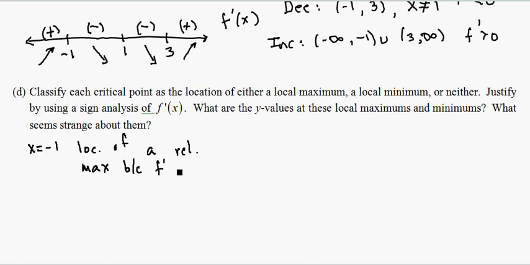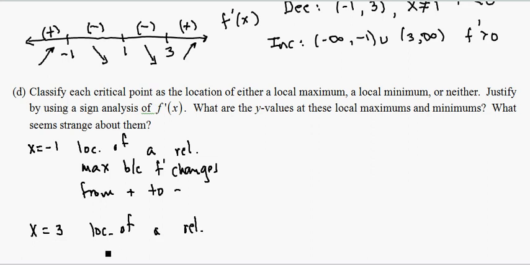Because f prime changes from positive to negative. We could say x equals 3 is the location of a relative min because f prime changes, we'll put it here, from negative to positive.